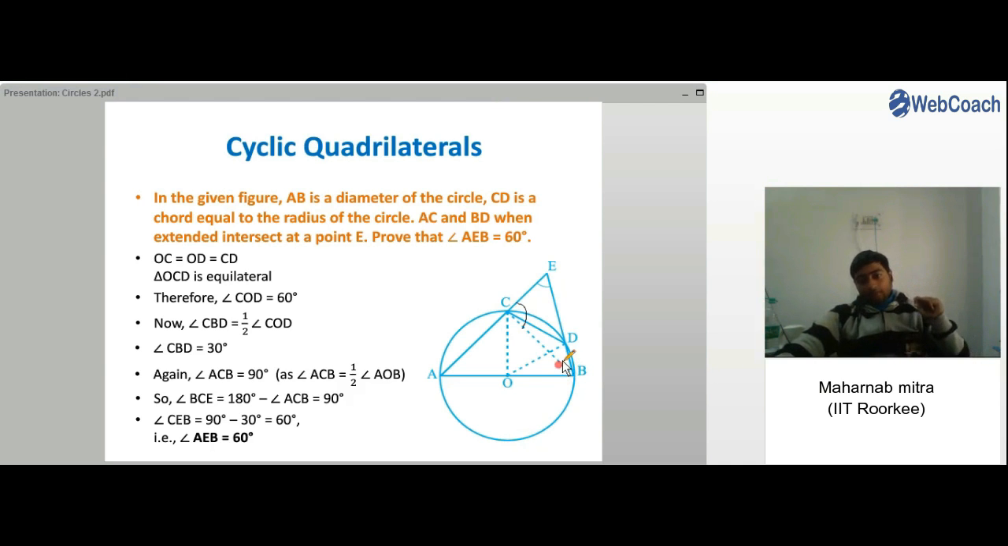Now for the triangle BCE, we know that this angle is 30 degrees, this angle is 90 degrees, and the only unknown is this angle, and we can apply the sum of all the angles of a triangle, which is 180 degrees, to find angle AEB as 60 degrees. So you can see how we can use the same theorem again and again, or use different theorems to solve a question very easily and in fewer steps.